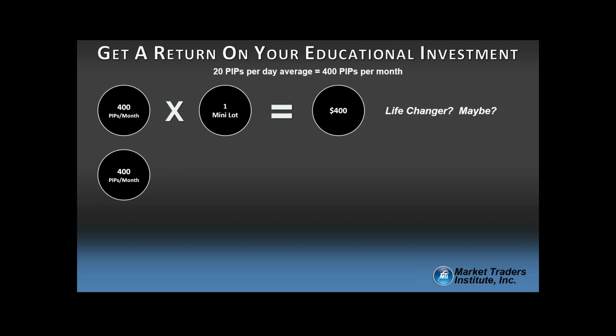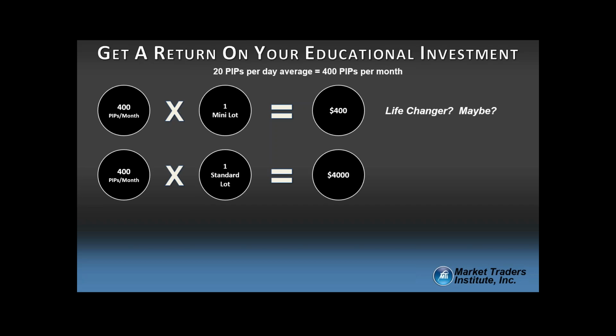Now, let's say you're at 400 pips a month and you're trading one standard lot, you're at 4,000 a month. Is this life-changing?